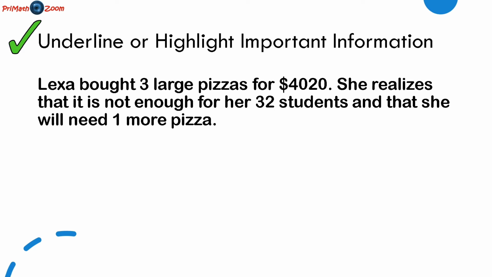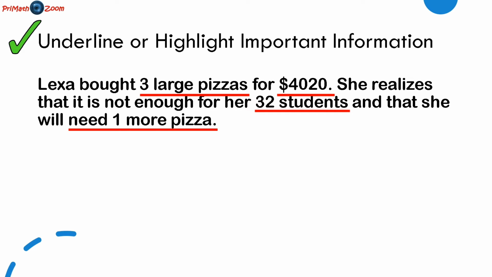Well, for one, 3 large pizzas is important. So whatever statement you see with a quantity to it, a number or some kind of description to it, those most times are important. So we know that 3 large pizzas might be important. Also, we know that $4,020, which you need to buy 3 large pizzas, is also important. What is also important is one more pizza. So they need one more pizza in addition to those 3 large pizzas. And also, she's catering for 32 students. So here we know that 3 large pizzas, $4,020, 32 students, and one more pizza might come in important.